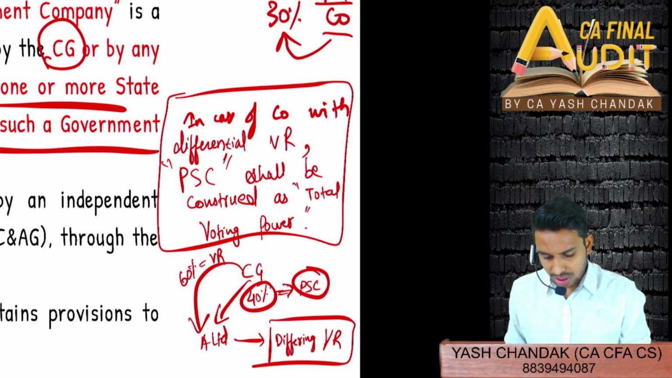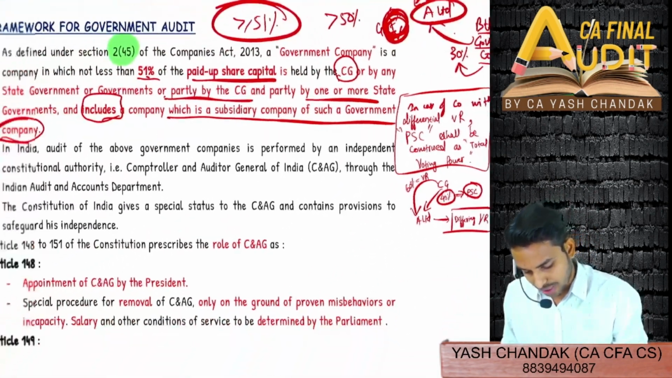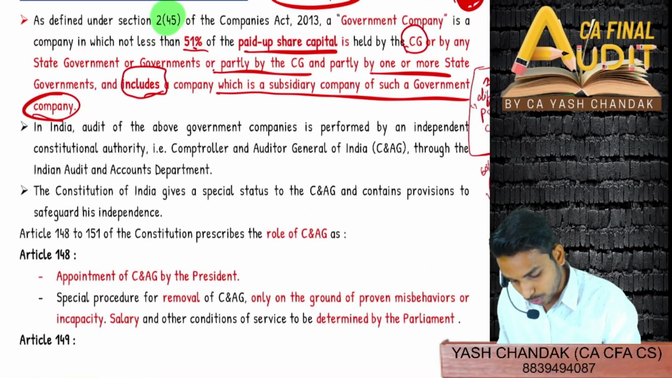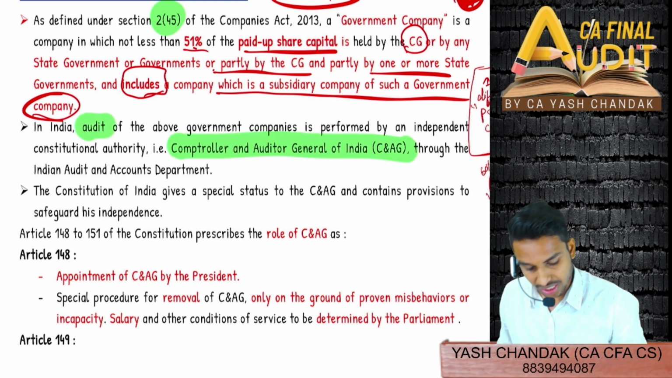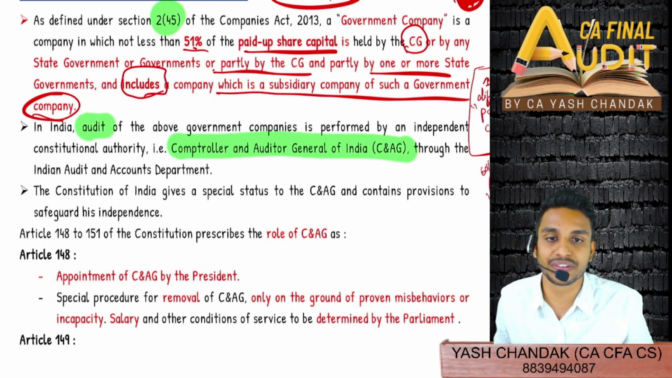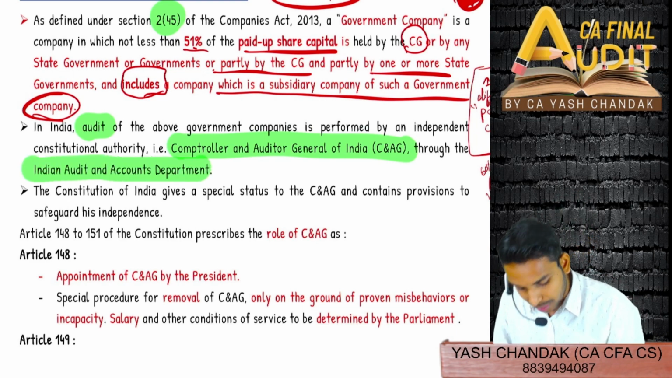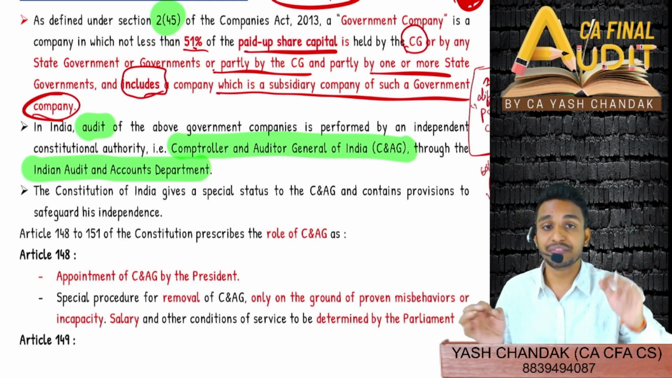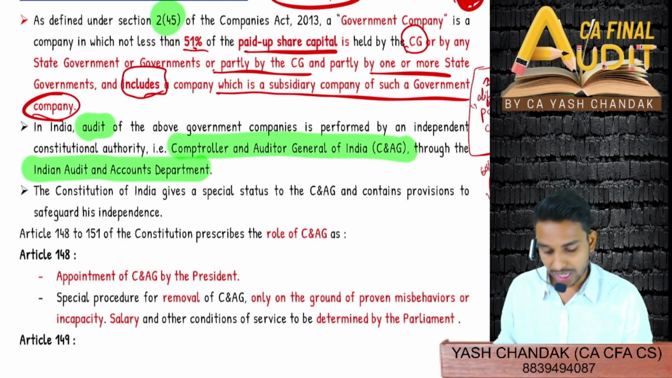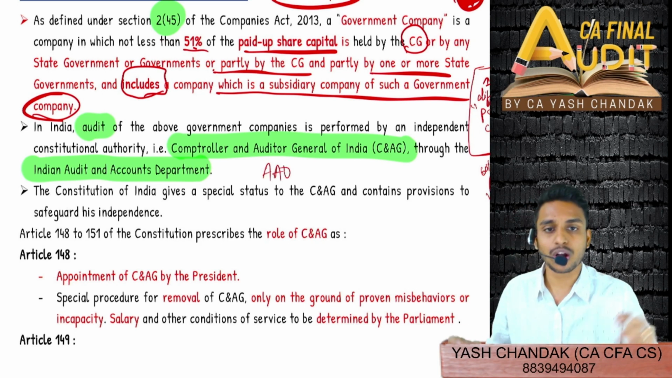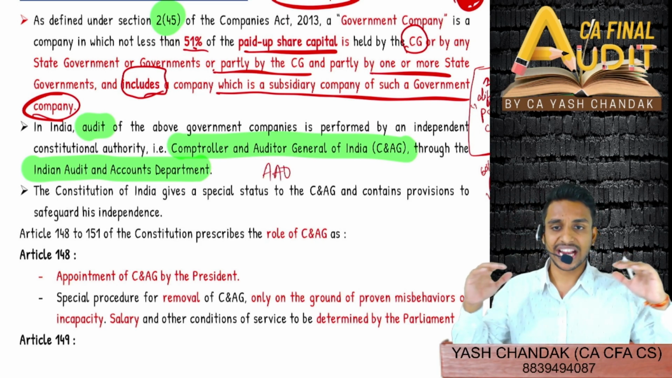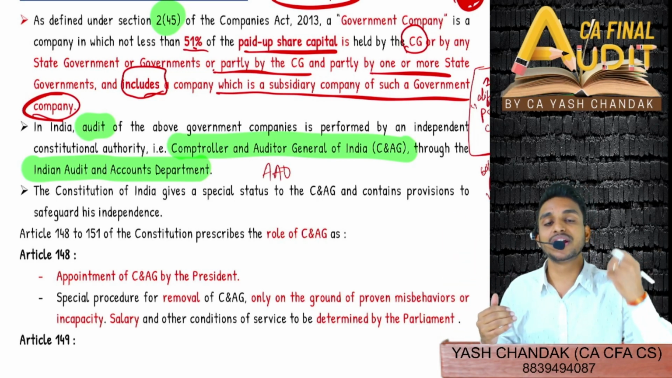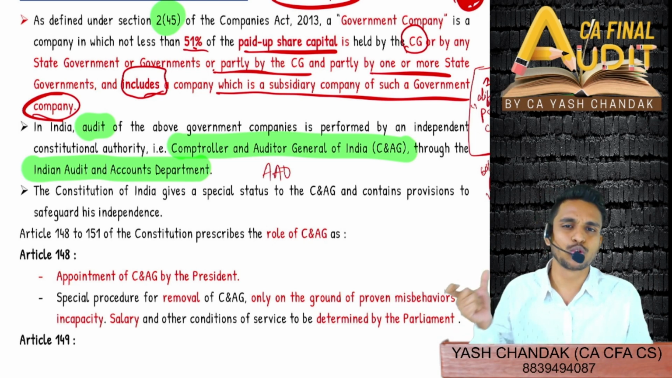So we covered all the things in detail about government companies. Now let's talk about the constitution and the powers of the CAG. In India, audit is done by the CAG, the Comptroller and Auditor General of India, through the Indian Audit and Accounts Department. This department gives the training to the AAO, the Assistant Accounts Officer, a position held by individuals in different states, and from among them one will come out as CAG. They have to go for 3 months training.